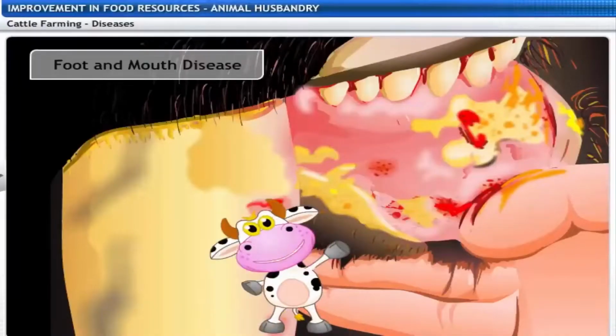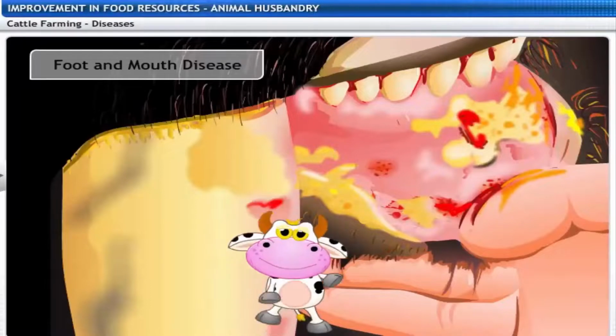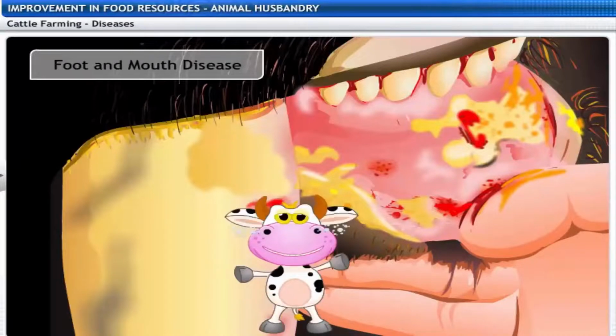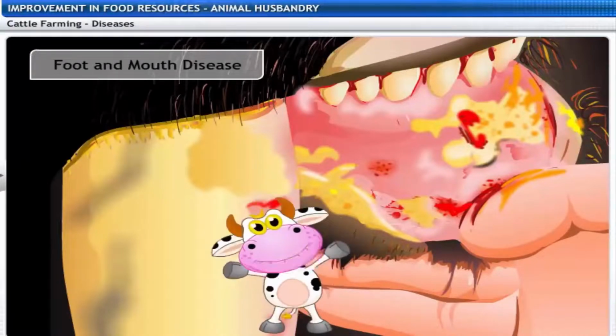My friend Millie was really in bad shape when I left the farm. Something called foot and mouth disease. I hope the disease hasn't reached here.